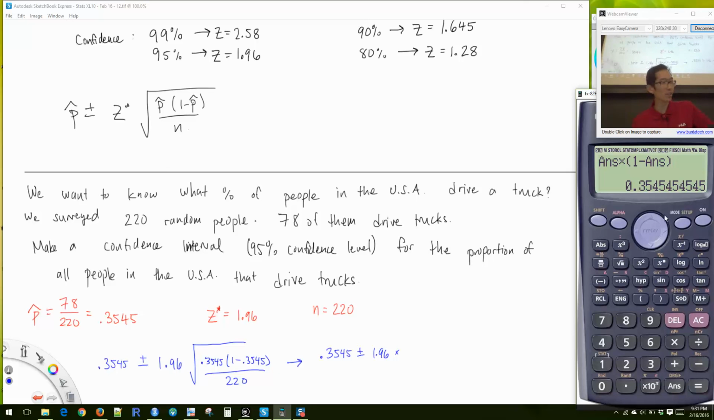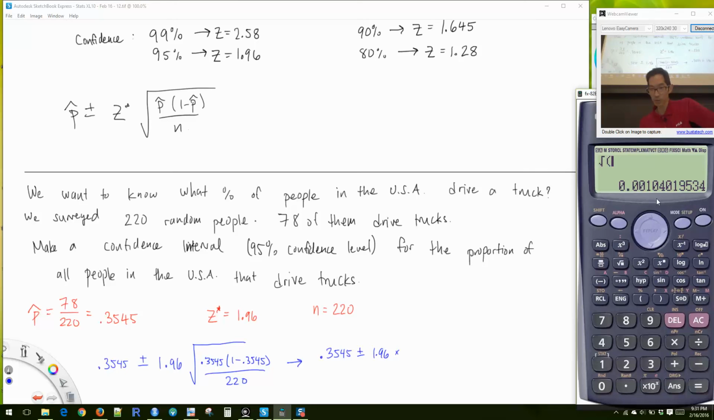I use the answer key because I'm lazy. I don't feel like typing in a bunch of numbers. That's why I do it. So I've done my calculation, 78 divided by 220, so I've got 0.3545. Anytime I hit answer, I know 0.3545 is going to get plugged in. So I got answer times 1 minus the answer, and I'm going to divide that by 220. I hit equals, and I get this number, and I'm going to take the square root of this number.